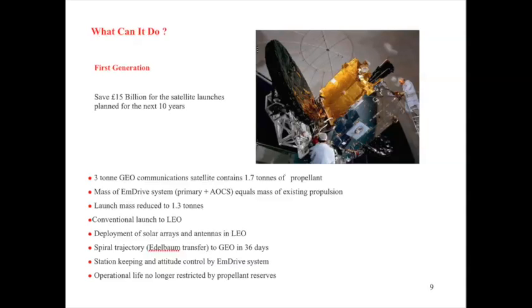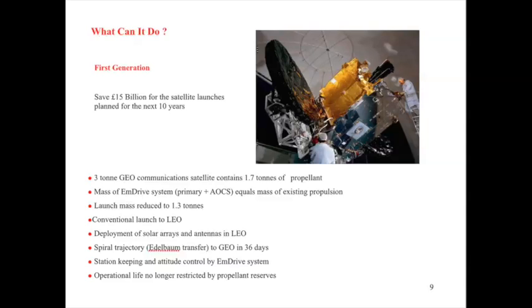In terms of real measurements, you're getting rid of about 1.7 tons of mass from a classic 3-ton satellite. So you reduce the launch mass to 1.3 tons, therefore you can use a smaller launch vehicle, or alternatively you can put more satellites on the same launch vehicle.